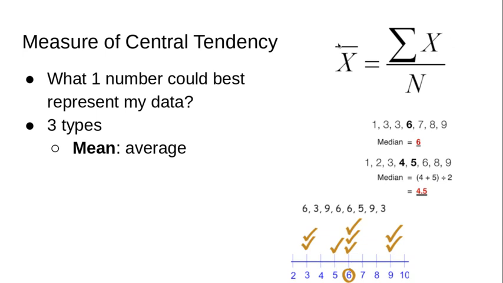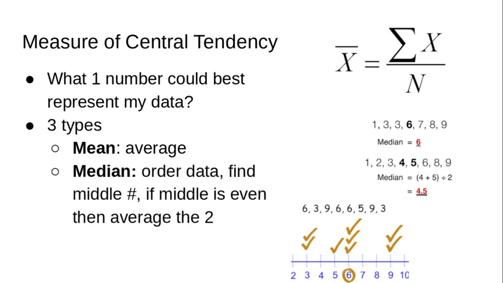X bar equals the mean. So again, the mean is equal to the sum, that's with this funny E, the sum of all of your numbers in the data set divided by the total number of numbers in the data set. All right, so let's next look at the median.